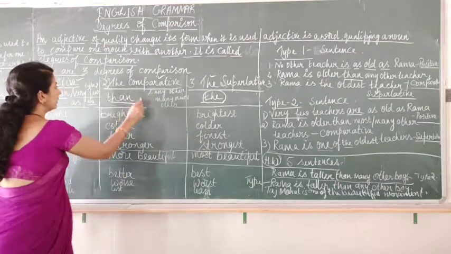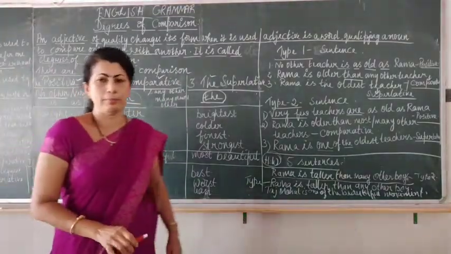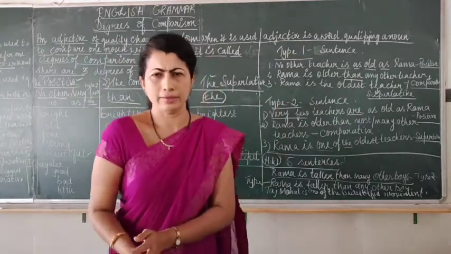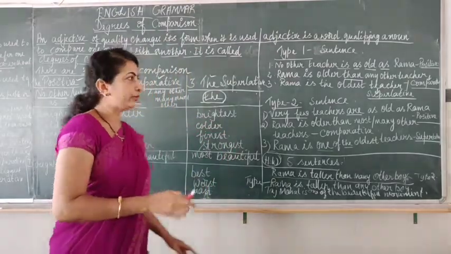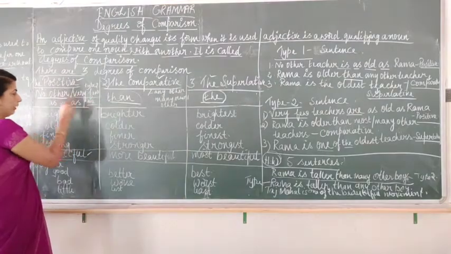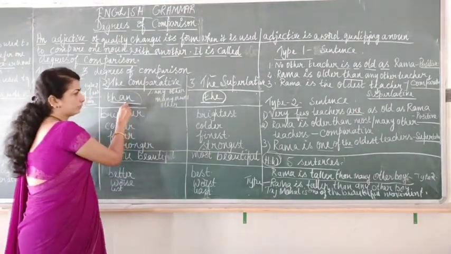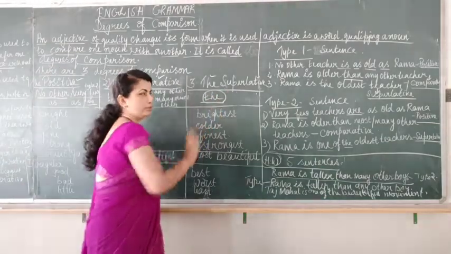So these are the three important things that you have to remember while changing from one degree to another. In the positive degree, no other or very few, and as; in the comparative, than, that's the bodyguard; and in the superlative, the.